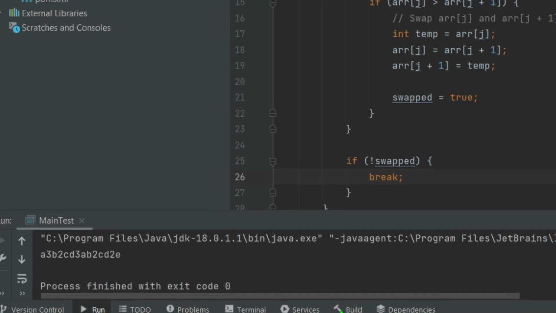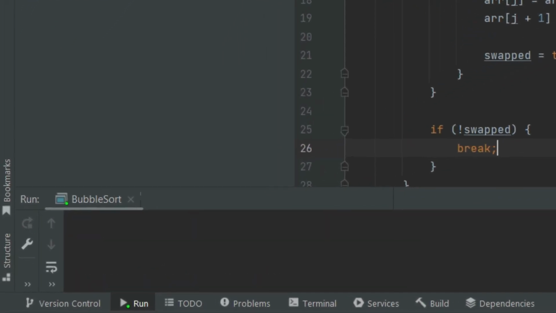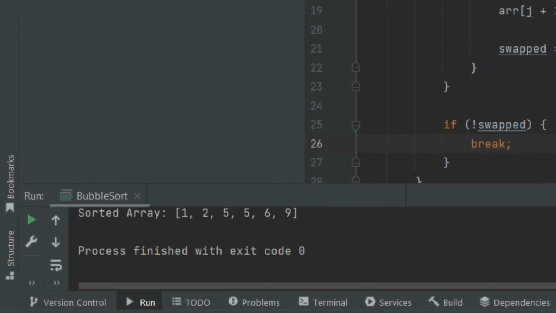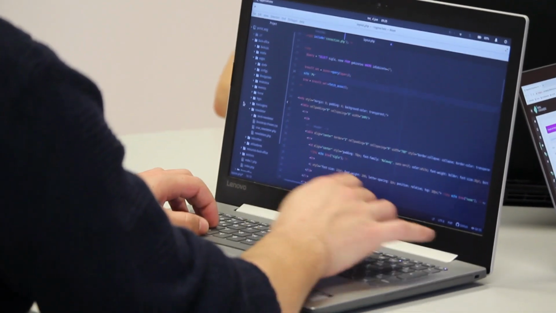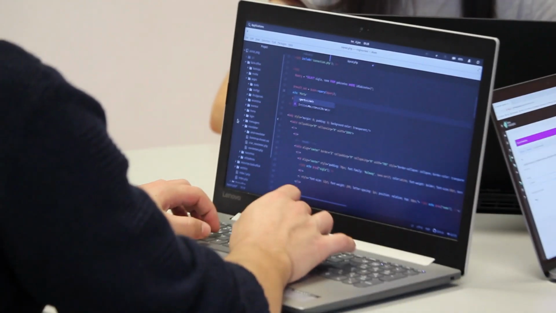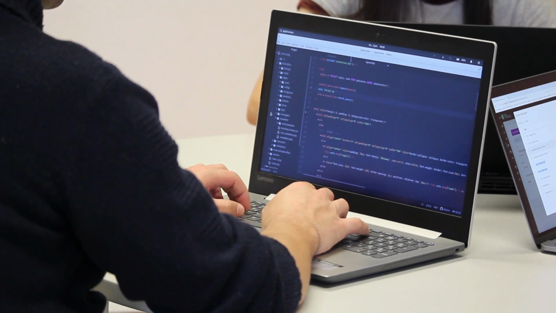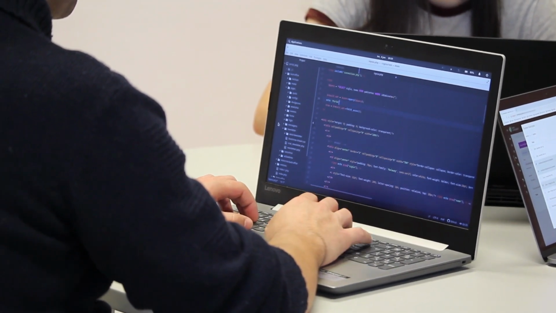And there you have it, a practical example of bubble sort in Java with a visual representation. While bubble sort isn't the most efficient sorting algorithm for large datasets, it's a great starting point to grasp sorting concepts.